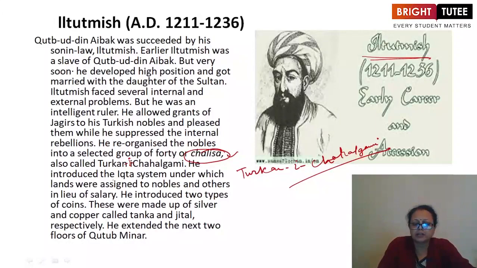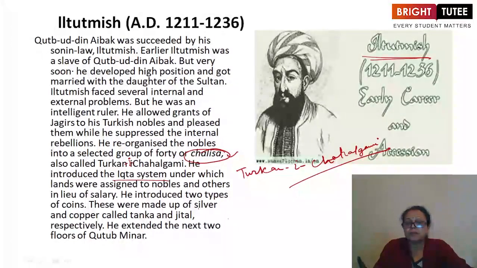The Ikta system was one under which lands were assigned to nobles and others in lieu of salary. According to this system, when lands were assigned to the nobles, their duty was to collect the taxes from the peasants, from the farmers. He also introduced two types of coins.